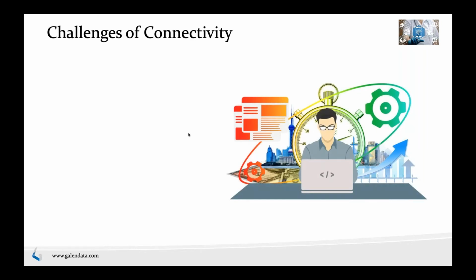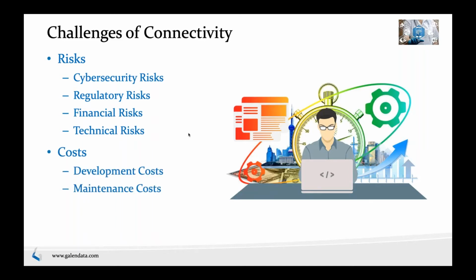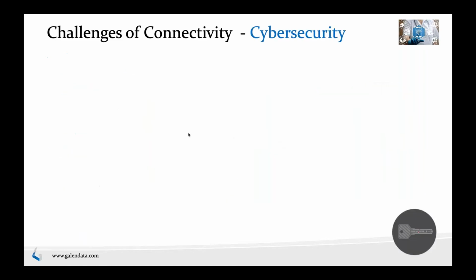There are two major categories of challenges I want to talk about that connectivity brings. One is risks posed by connectivity implementations, such as cybersecurity risks, regulatory risks, financial and technical risks, and also, as Keith alluded, the cost of both developing a solution that's connected and then maintaining that solution as you deploy it. So let's talk about them one at a time. First, we're going to talk about cybersecurity.